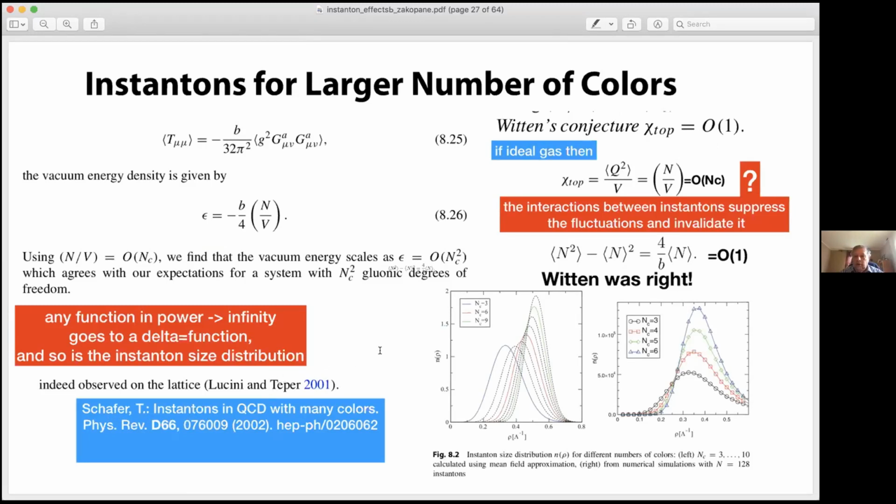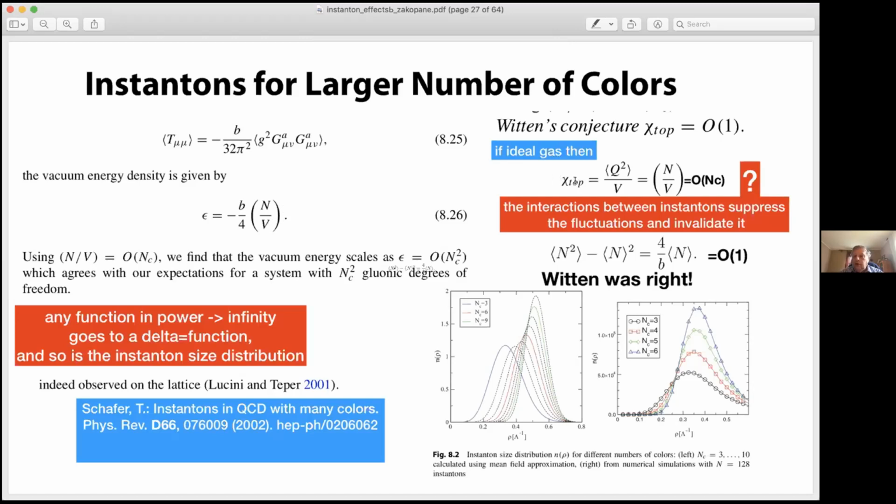Let me explain the problem. If you start from this very well-known formula, which is called the scale anomaly, you know that the energy of the vacuum, also called epsilon here, scales as NC squared. This B is a coefficient of the beta function, and it is of the order NC. So if this is NC squared and this is of the order NC, then the density is of the order NC. And this is true: you can calculate in these models that the density is of the order NC.